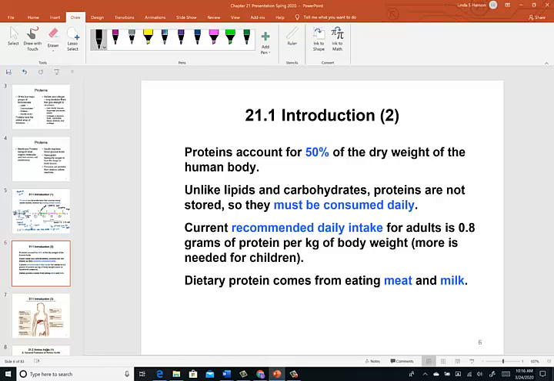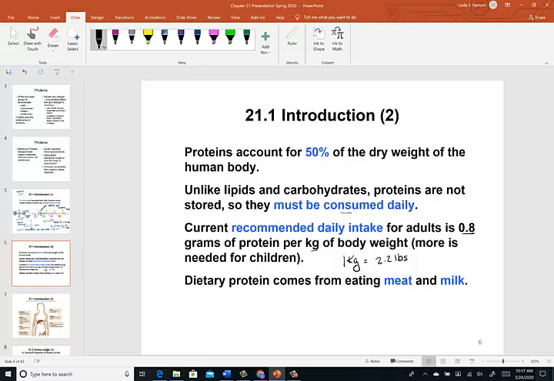Proteins account for about half of all the dry weight of our human body. And unlike lipids and carbohydrates, proteins are not readily stored, so they must be consumed in your diet every single day. The current recommended daily intake for adults is about 0.8 grams of protein per kilogram of body weight. Just to give you an idea, 1 kilogram is 2.2 pounds. Children, of course, would need more because they're growing. Dietary protein comes from sources such as eating meats or drinking milk.